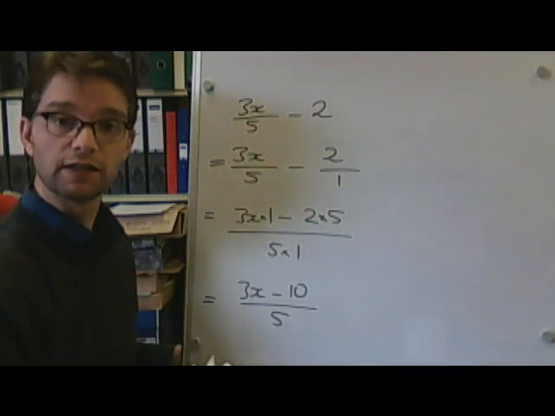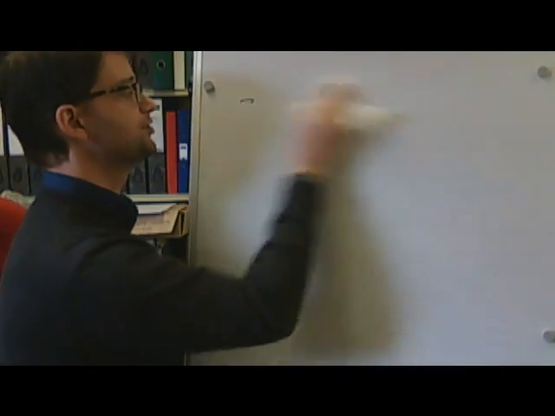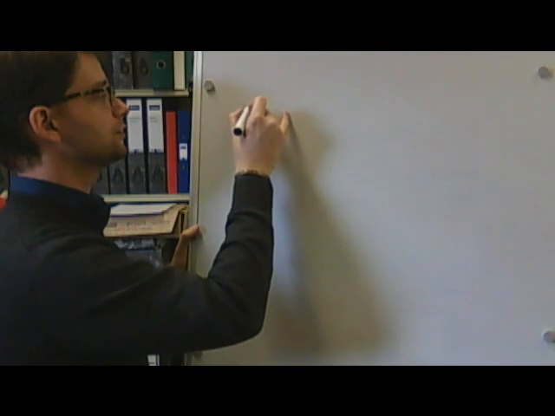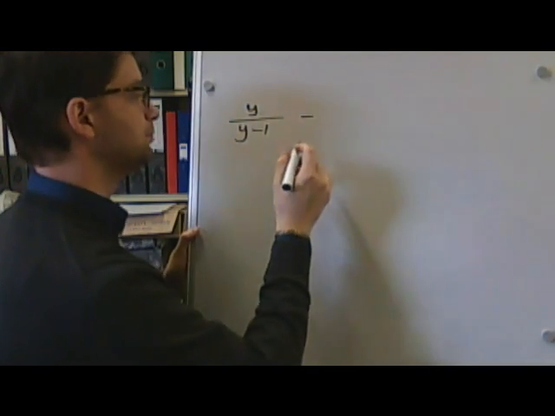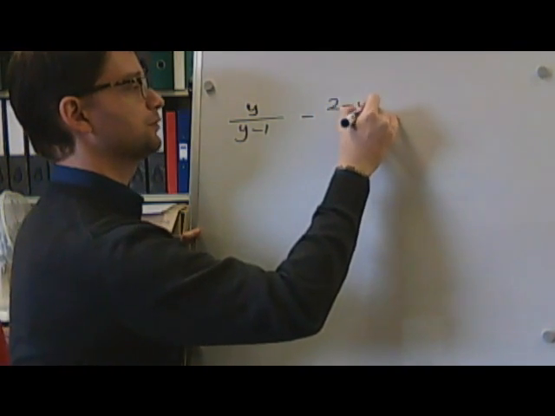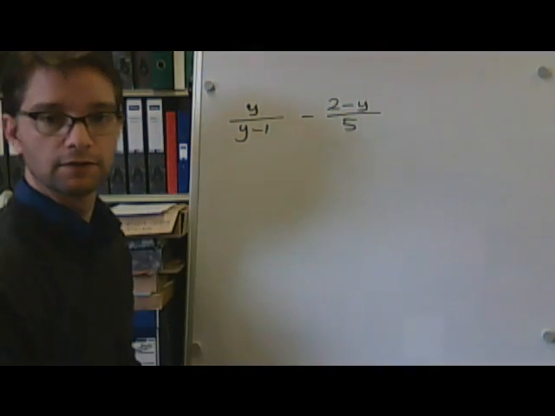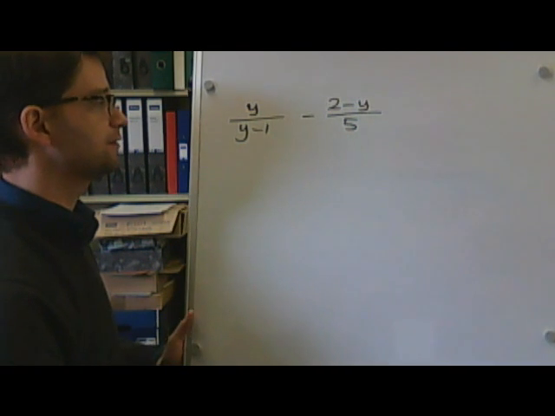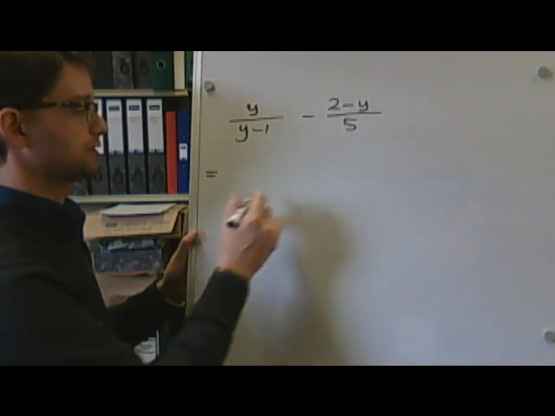We could do something that looks slightly more complicated, but the process is just the same. Doesn't matter what you've got: y over y minus 1 minus 2 minus y over 5. Y over y minus 1 minus 2 minus y over 5. Looks kind of scary. Same process.